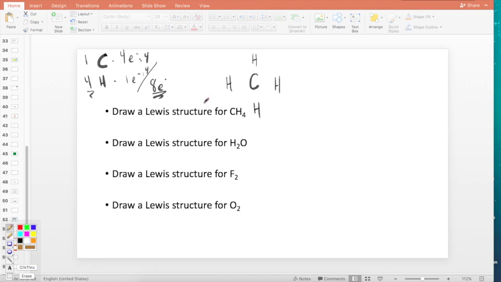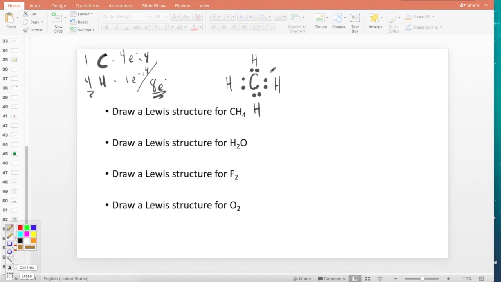Trying to remember that a covalent bond is a shared pair of electrons, where carbon wants 8 total and each hydrogen wants 2. So I'm just going to try to distribute these 8 electrons in my molecule to make everybody stable and happy. So carbon, I'm going to have 8 electrons. Notice that I can only put 2 electrons on every side.